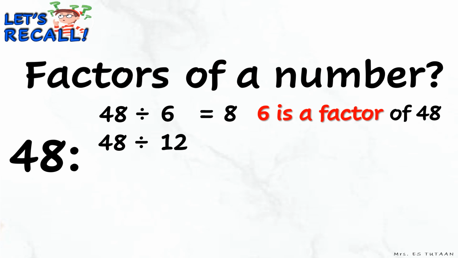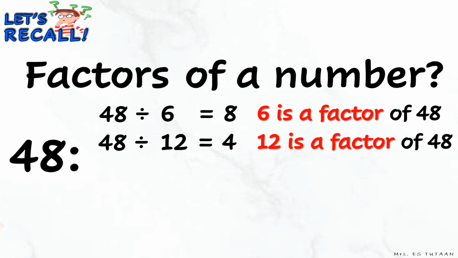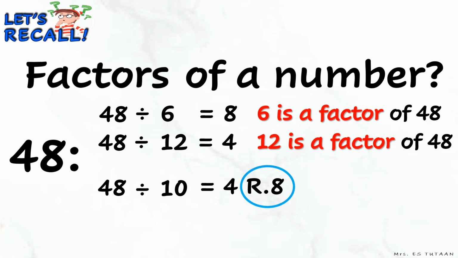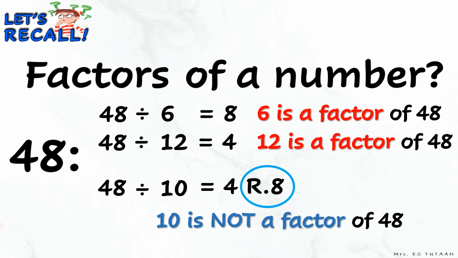48 divided by 12 is equal to 4. Because there is no remainder, that means 12 is a factor of 48. 48 when divided by 10 is equal to 4 remainder 8. And because we have a remainder of 8, that means 10 is not a factor of 48. So that's how you get a factor or factors of a given number.